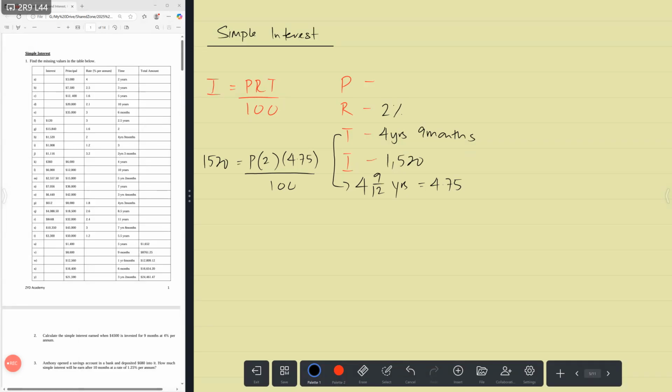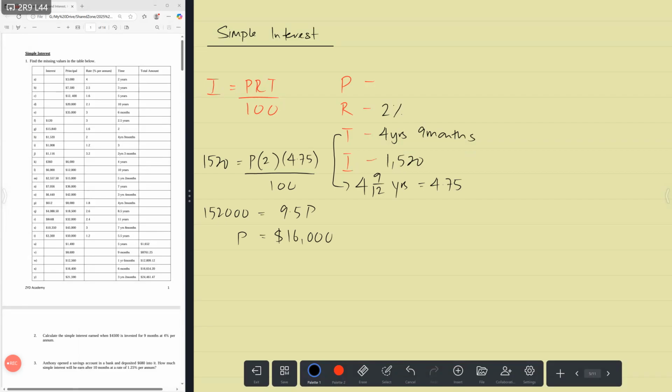So the next thing is just simple. 152000 equals 4.75 times 2, which becomes 9.5. So you get 9.5p, and then use your calculator to get your answer. So P equals 152000 divided by 9.5, which becomes 16,000 basically. So this is the principal amount.